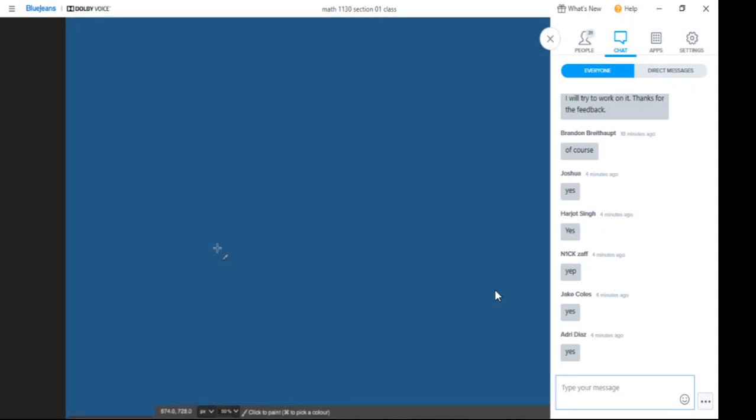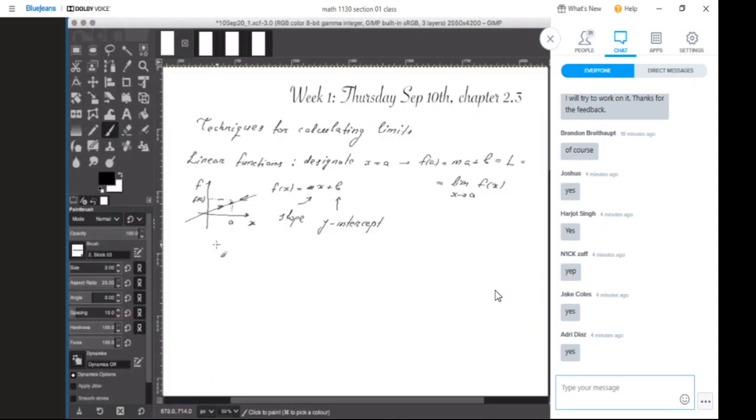So we're going back to the notes. It's kind of short. Any questions about the linear function?